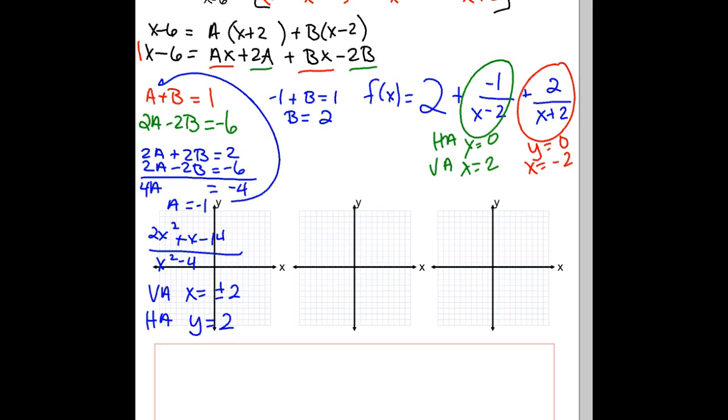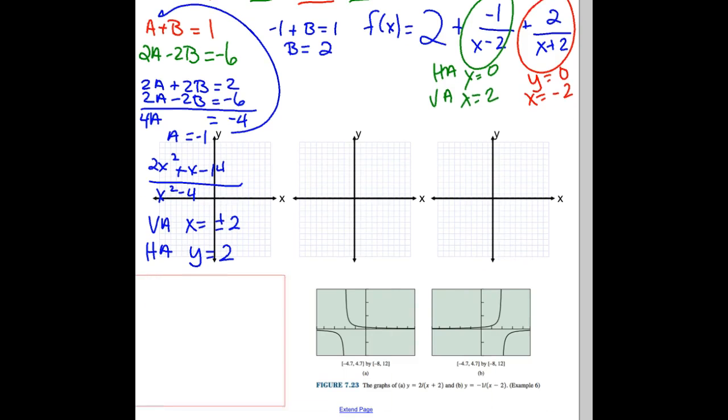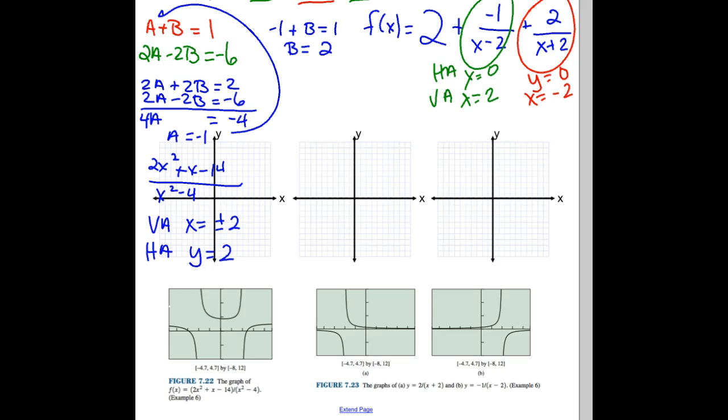So let's look at what the graphs show us. All right? The first picture is the original function. All right? Not decomposed, just the original thing. Do you see a vertical asymptote at 2 and negative 2? Okay. Do you see a horizontal asymptote at 2? Yes? Okay. The second one is the one that had a vertical asymptote here at negative 2. So that was this one. Yes? And the third picture is this one, has a vertical asymptote at positive 2.